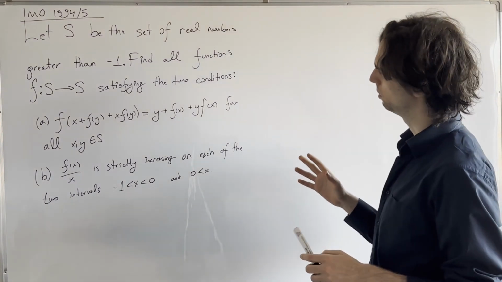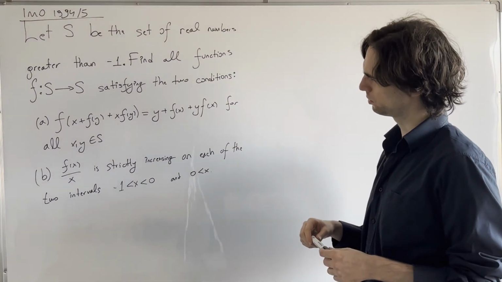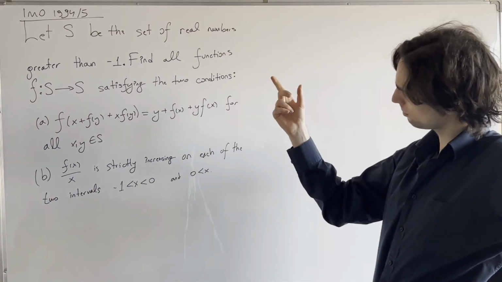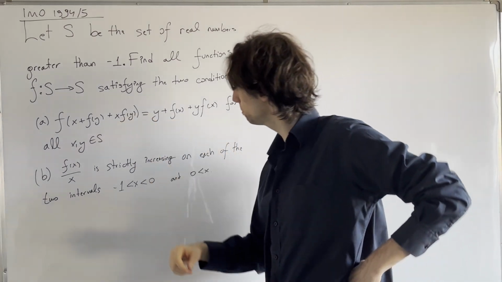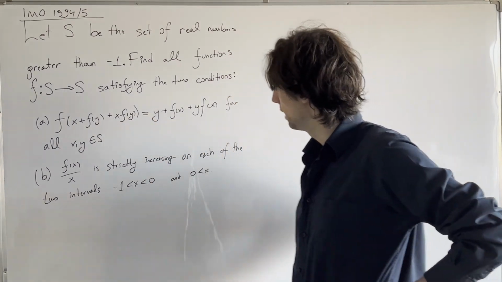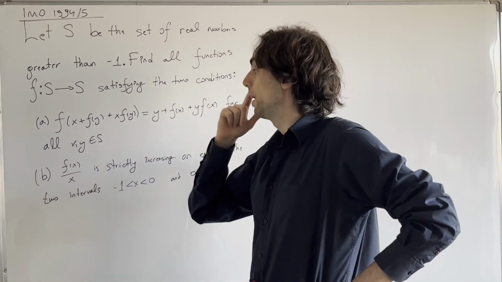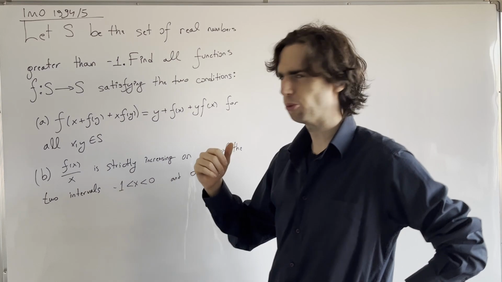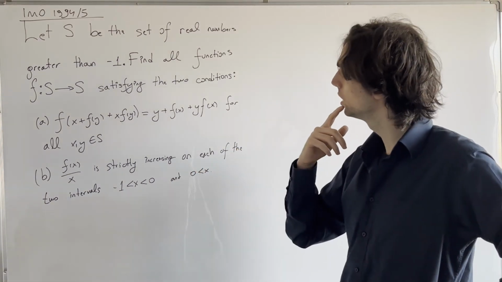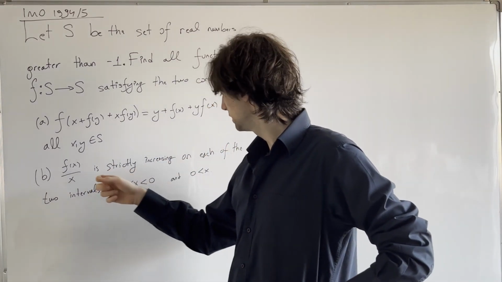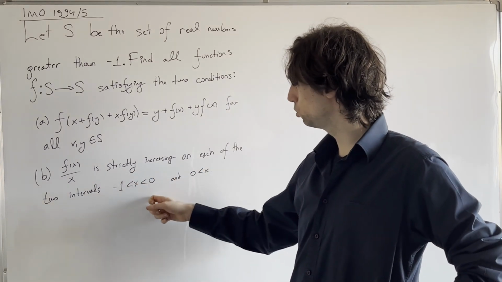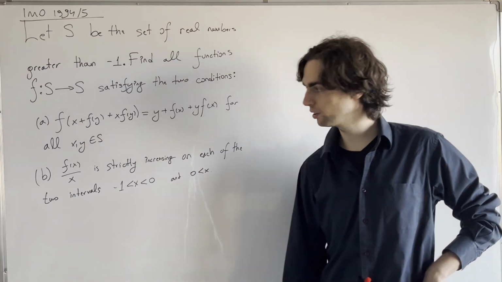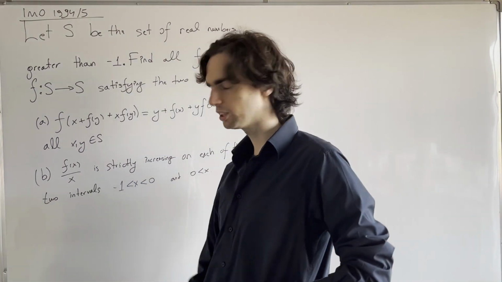So, what do we have? Find all functions from the set of real numbers greater than -1 that satisfy this relationship. So f of x equals x seems to be a solution to this functional equation for x, y in S, where S is the set of numbers greater than -1. And we have that f of x over x is strictly increasing on each of the two intervals. Okay, so f of x equals x is not a solution, and we need to use this fact somehow.